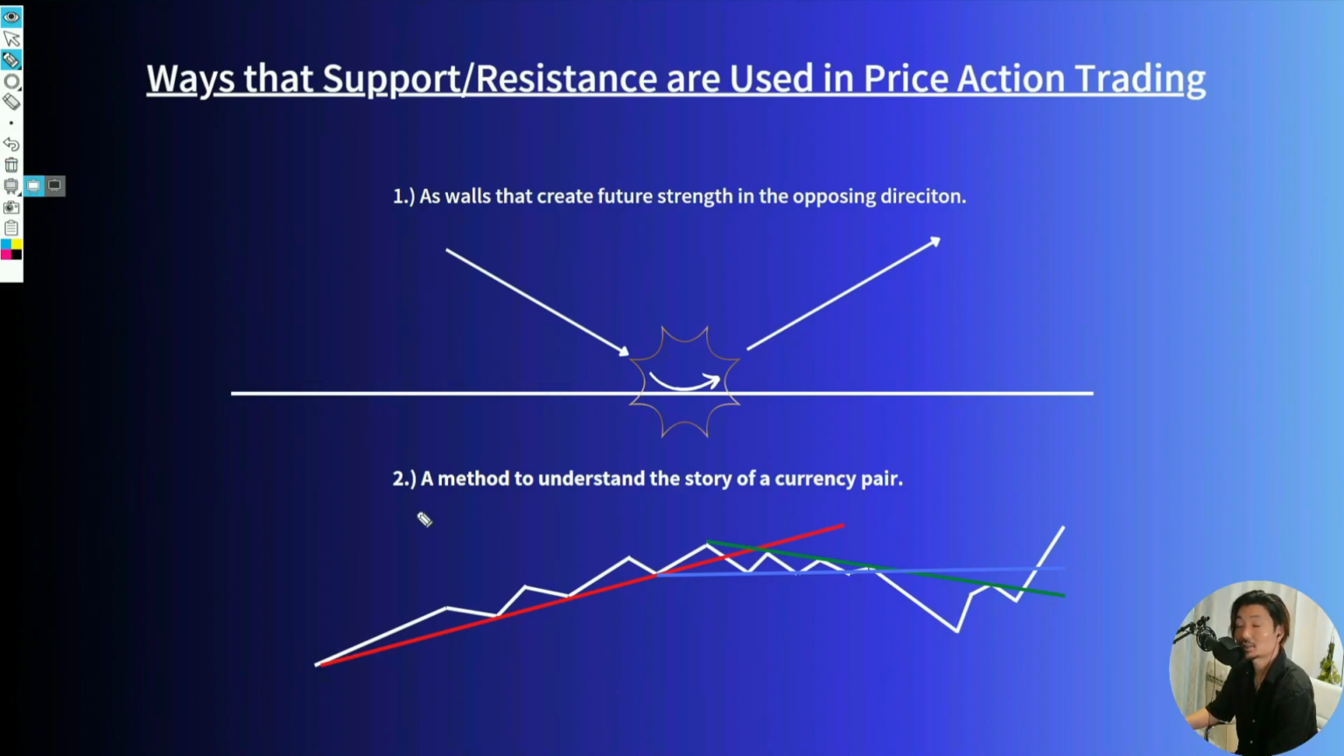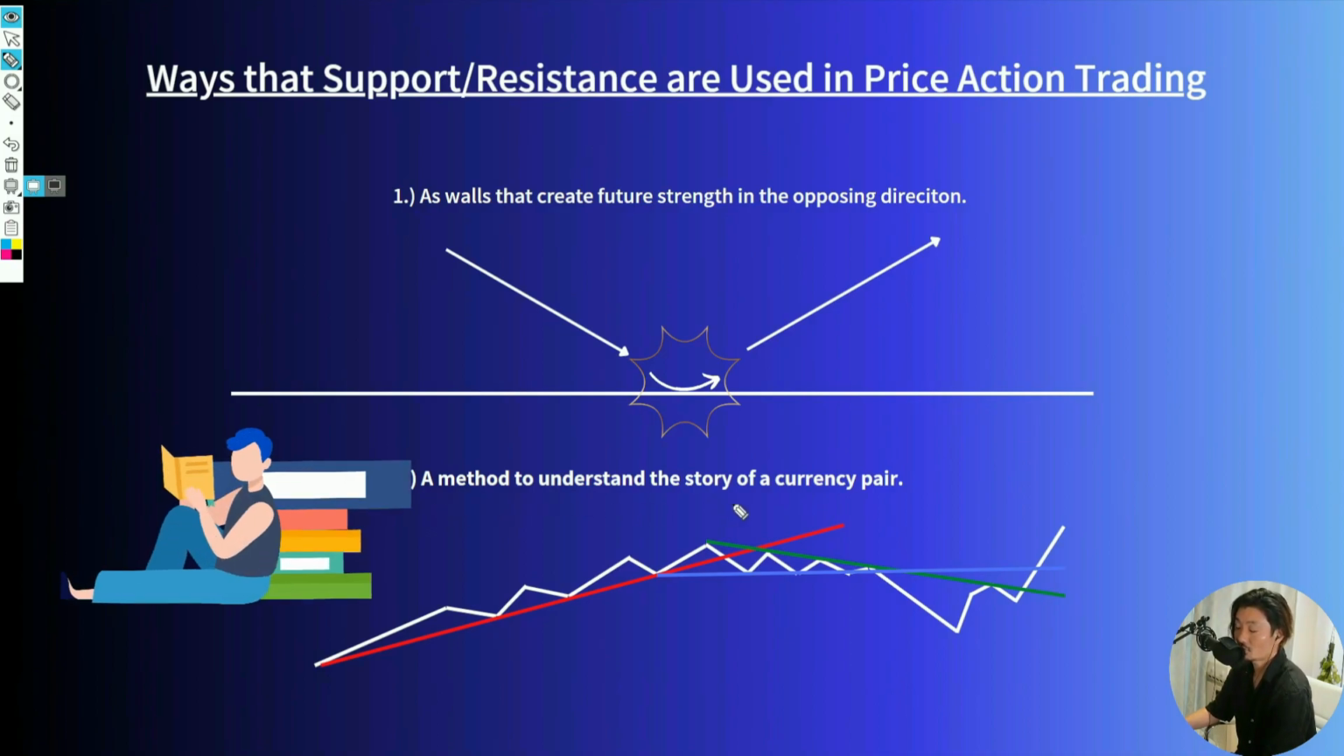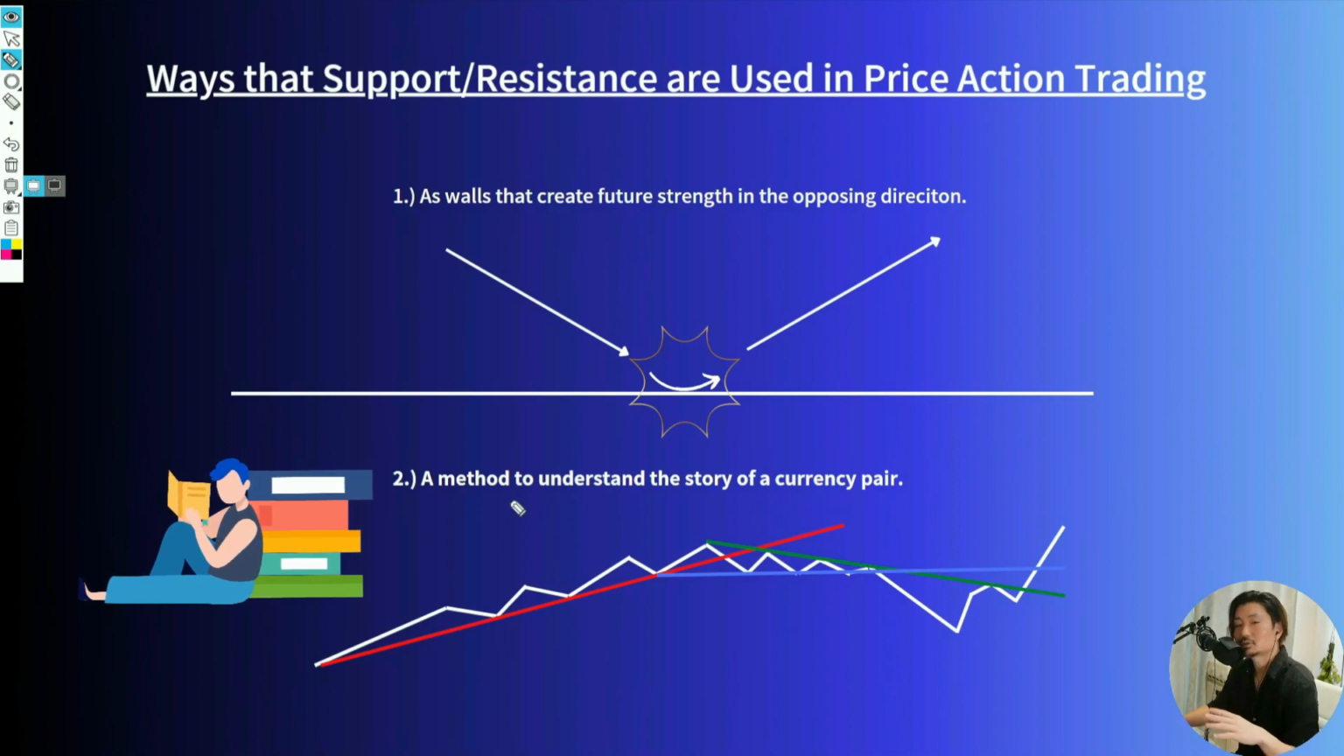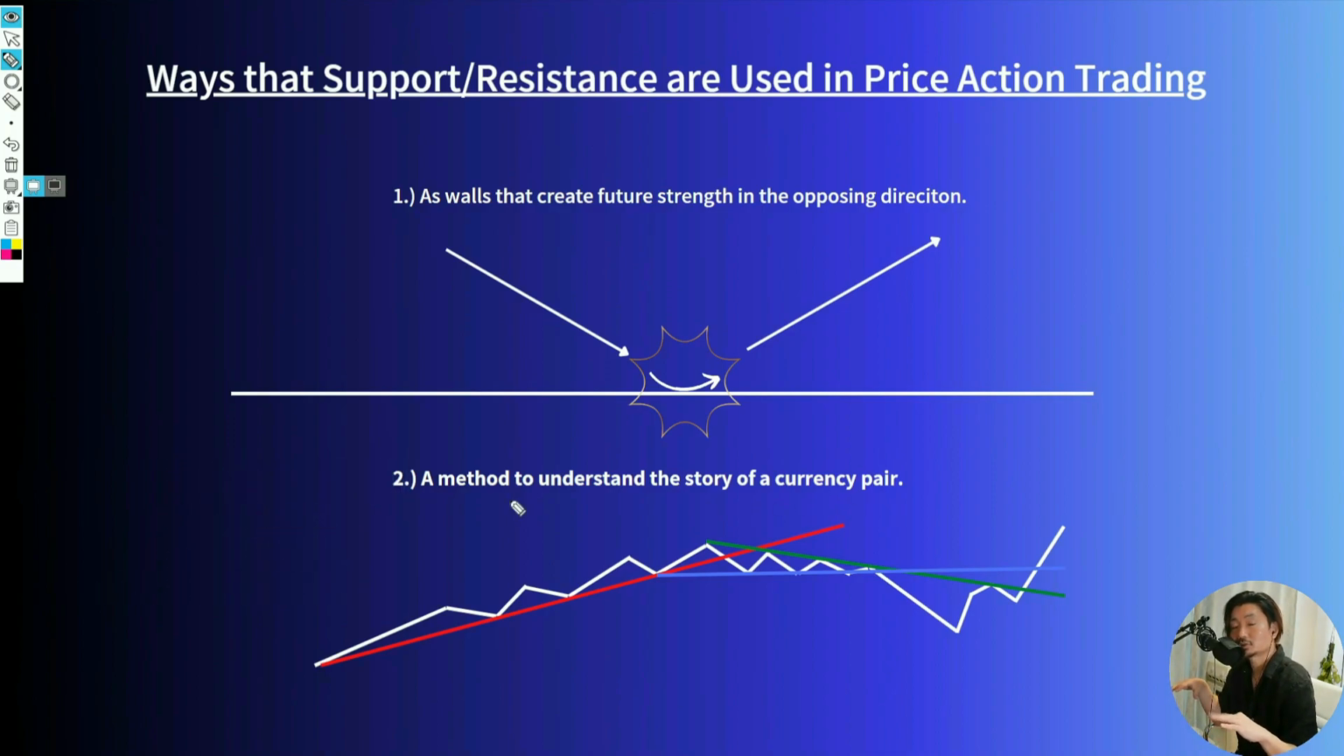Okay? And the second way that a price action trader uses support and resistance is as a method to understand the story of a currency pair. Now, support and resistance, especially used on the higher time frames, could give you a bird's eye view of the story of a currency pair, or in other words, what's been happening with a currency pair in the longer time spans. If you want to understand how that's done, please refer to the price action lesson in the intermediate course. All right, so that's the basics of support and resistance.